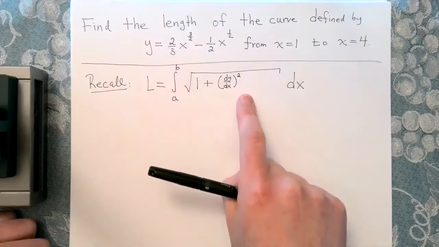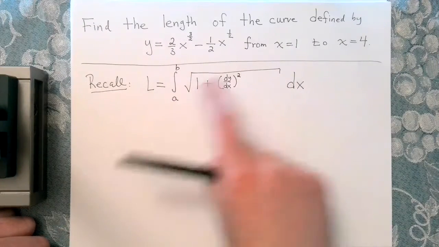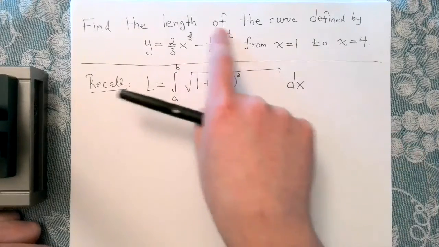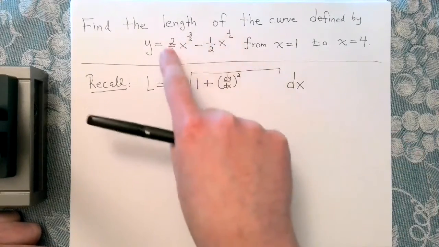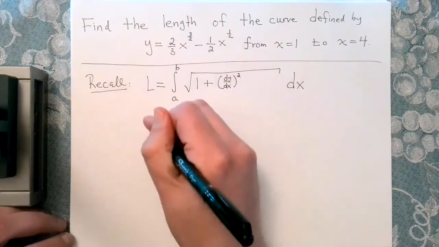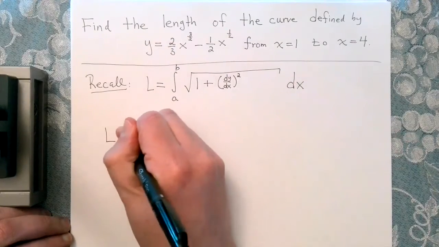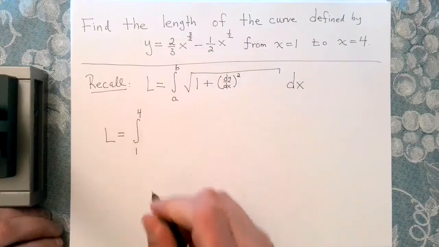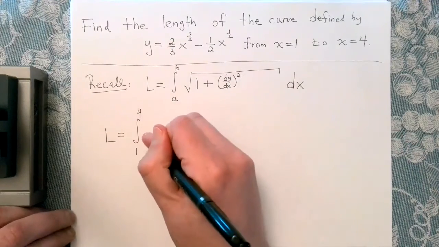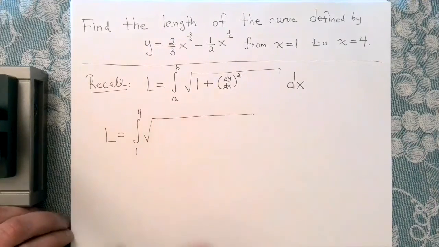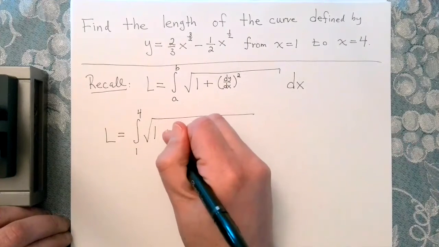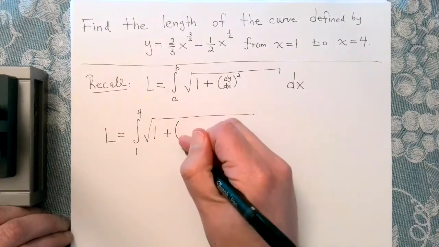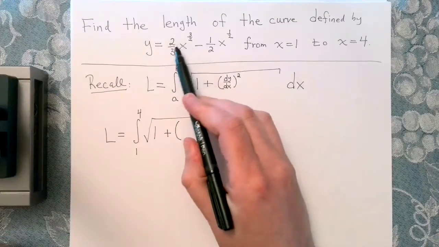Okay, so it looks like to set this thing up, we need bounds, and that's fine, right? We're going to be integrating from 1 to 4, and we're going to need to start off by taking the derivative of this. So for us, we've got the integral from 1 to 4 of the square root of 1 plus, and now I want to carefully take the derivative. So I'm going to take the derivative here.